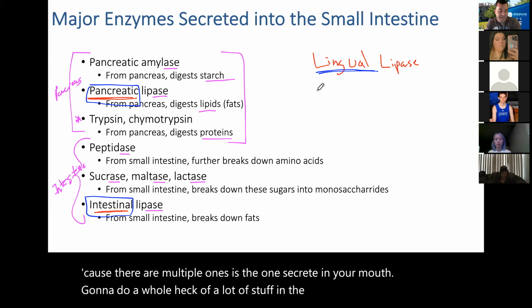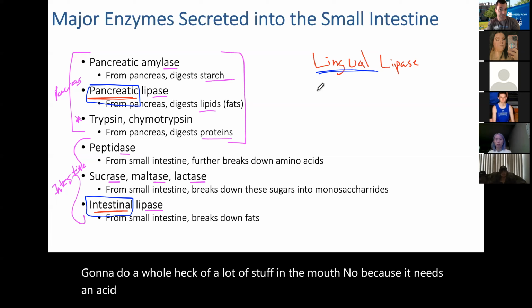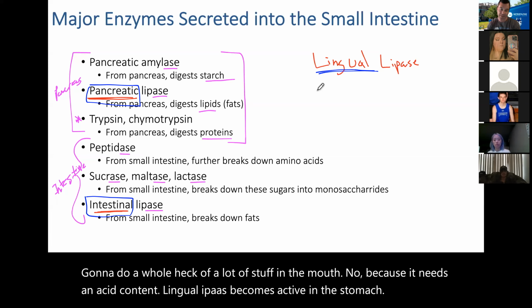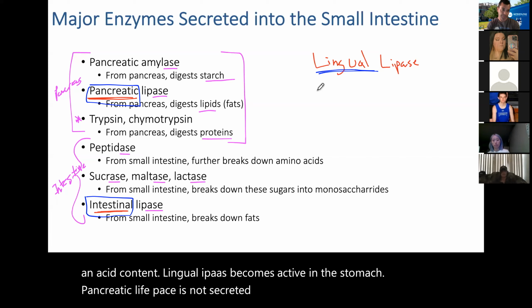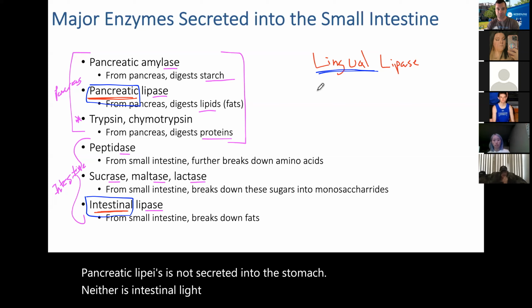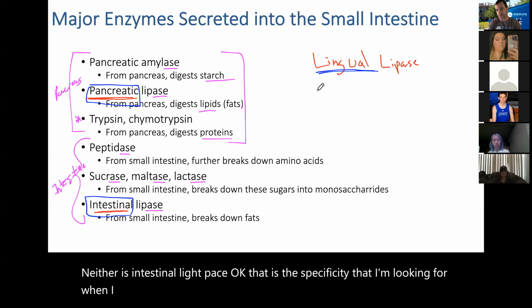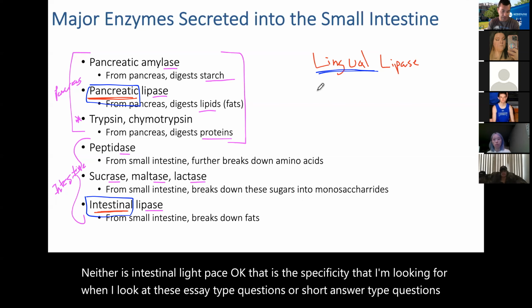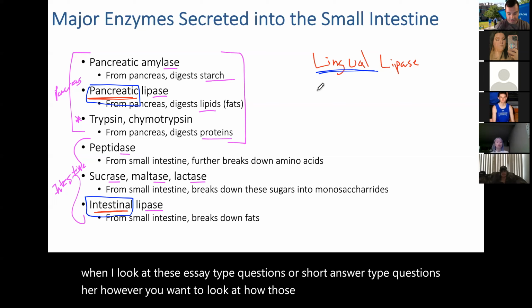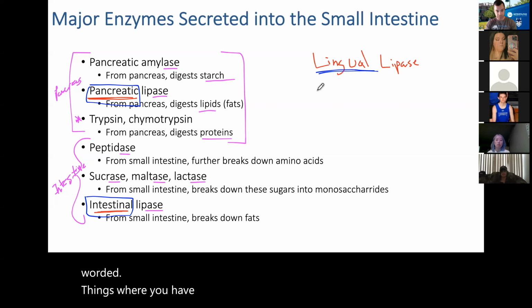No, because it needs an acid content. Lingual lipase becomes active in the stomach. Pancreatic lipase is not secreted into the stomach. Neither is intestinal lipase. That is the specificity that I'm looking for when I look at essay type questions or short answer type questions, however you want to look at how those questions are worded. Things where you have to write stuff down. Okay?